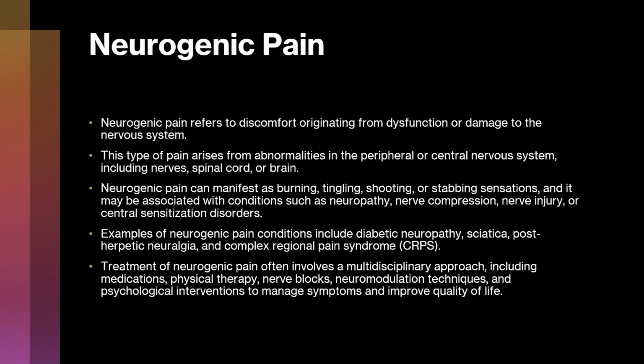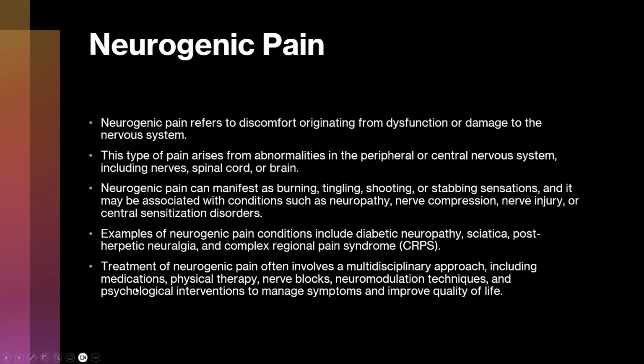Neurogenic pain refers to discomfort originating from dysfunction or damage to the nervous system. This type of pain arises from abnormalities in the peripheral or central nervous system, including nerves, spinal cord, or brain. Neurogenic pain can manifest as burning, tingling, shooting, or stabbing sensations, and it may be associated with conditions like neuropathy, nerve compression, nerve injury, or central sensitization disorders.